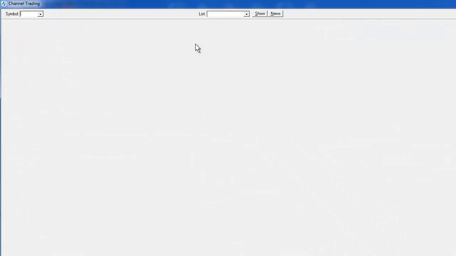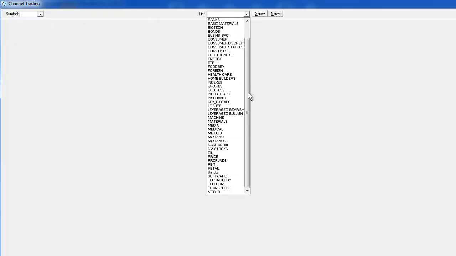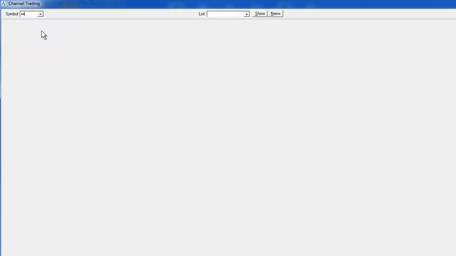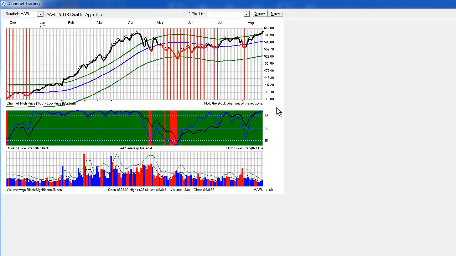So, Stock Charts, go to channel analysis, and here we can type in any stock symbol, or we can bring up a bunch of pre-made lists that are over here. So today we're just going to take a look at AAPL, which is Apple.